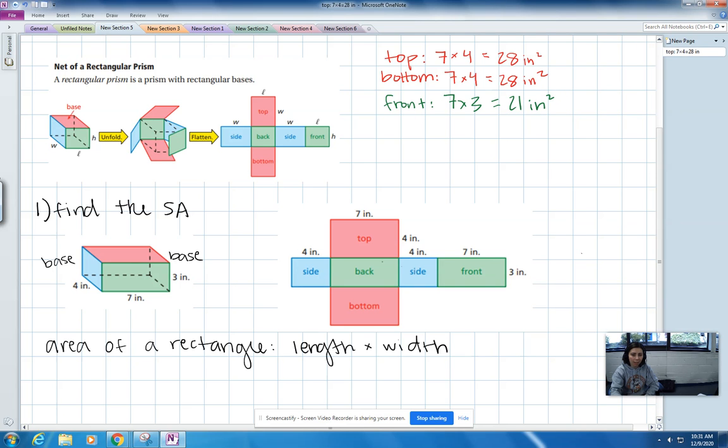Then we'll do the back. The back is the same shape. It has the same measurements. So we are also going to multiply 7 and 3 to get 21 inches squared.